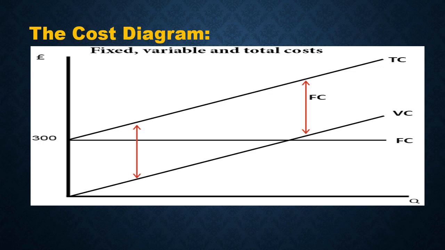Next, the diagram. This diagram shows the appearance of fixed, variable, and total cost. The y-axis of this graph is the cost, and the x-axis is the volume of production. We can see that the fixed cost will remain constant even if we increase the volume of production. The variable cost line will rise and increase as we increase the volume of production. The total cost line shows that it is the sum of the fixed cost and the variable cost.